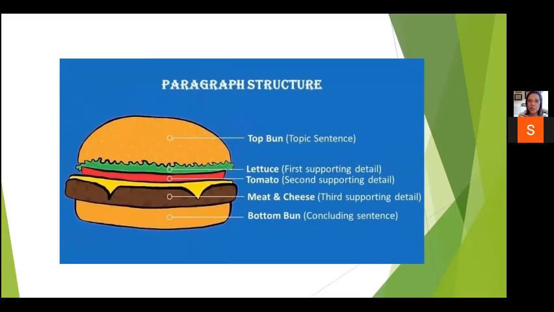So paragraph structure. The top of the bun is your topic sentence. Your lettuce is your first supporting detail. Your tomatoes, I hope you like all this stuff on your hamburgers, by the way, are your second supporting detail. The meat and cheese are your third supporting detail. And then the bottom bun is your concluding sentence, right? So each paragraph has a concluding sentence, okay?